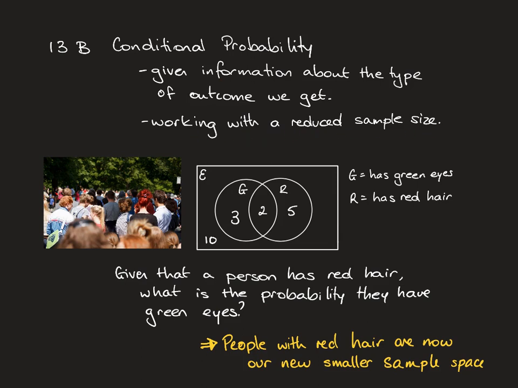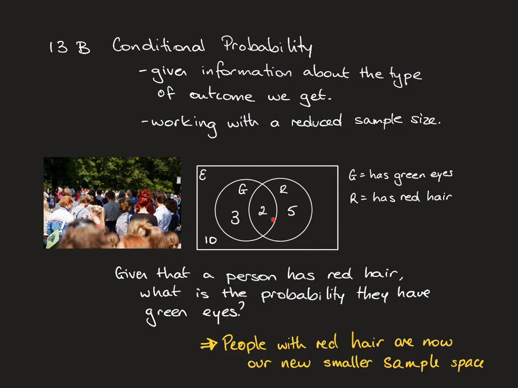So, for example, have a look at the people in this picture here. I want to work out the probability that a person within this group of people has green eyes, and the person that I'm choosing already, I can tell you, has red hair. So immediately your eye is drawn to just the people with red hair in the picture, and you disregard everybody else. And that's what happens with conditional probability. Given that the person has red hair, immediately you just disregard everybody else. What is the probability that they have green eyes?